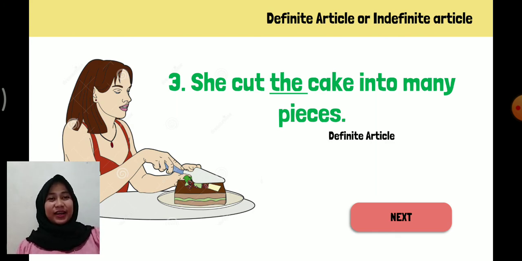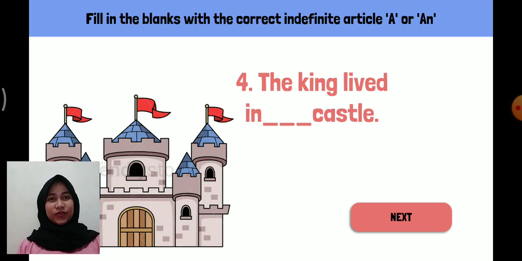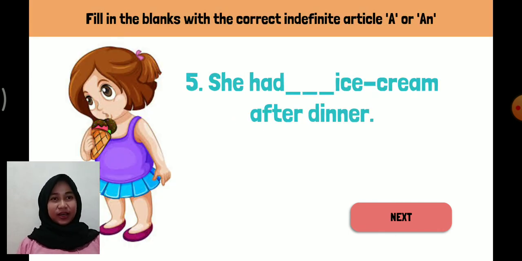And then the next activity is to fill in the blanks with the correct indefinite article, a or an. The question is, the king lived in blank castle. Can you guess whether it is a or an? So the answer is a. And then the last activity is, she had blank ice cream after dinner. So the answer is, she had an ice cream after dinner.